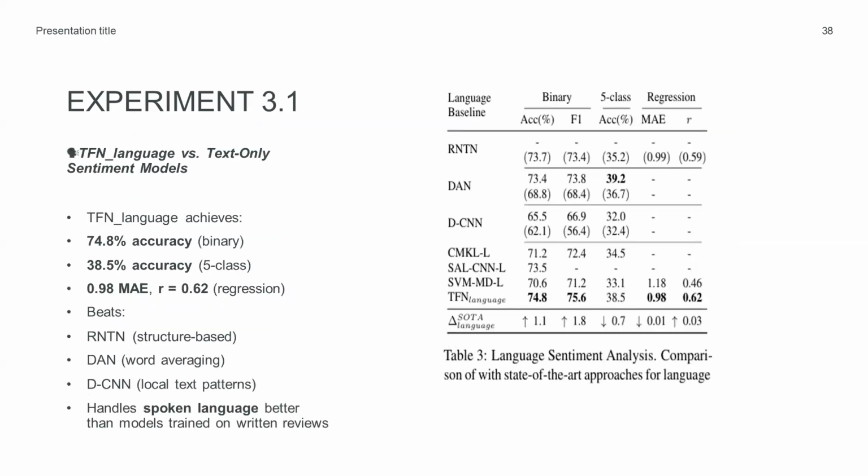Experiment 3.1, where we compare TFN language, that is using only the language modality from TFN, against several state-of-the-art sentiment-only models. TFN language achieves 74.8% accuracy in the binary experiment, 38.5% accuracy in 5+ classification, 0.98 MAE and r of 0.62 in regression, and it beats RNTN, recursive neural tensor network, DAN, deep averaging network, and DCNN, dynamic CNN for text patterns. It handles spoken language better than models trained on written reviews.